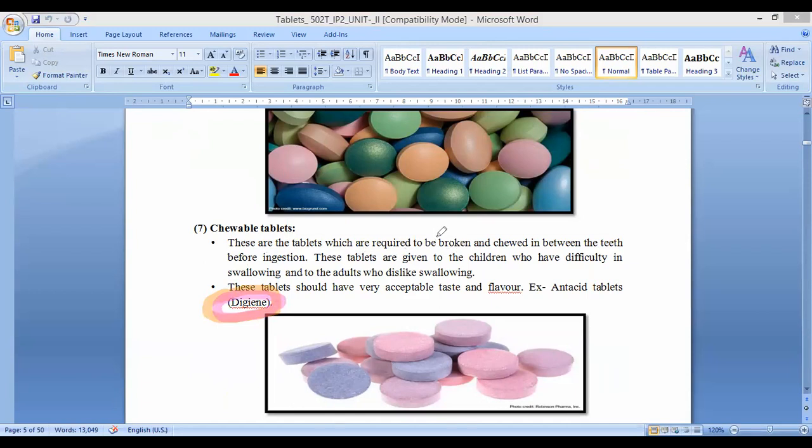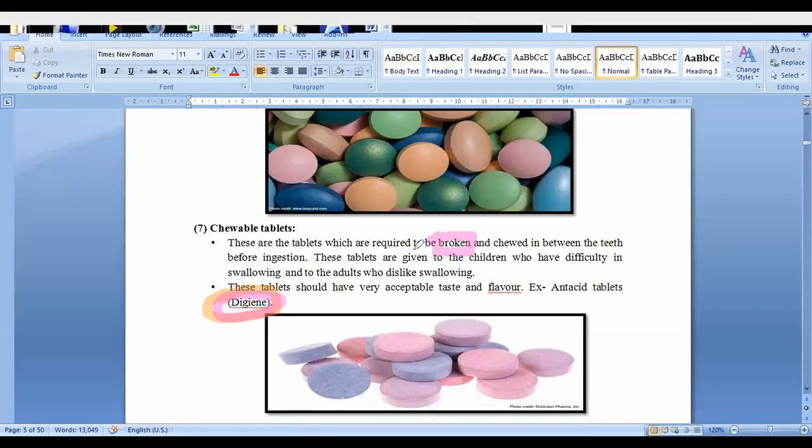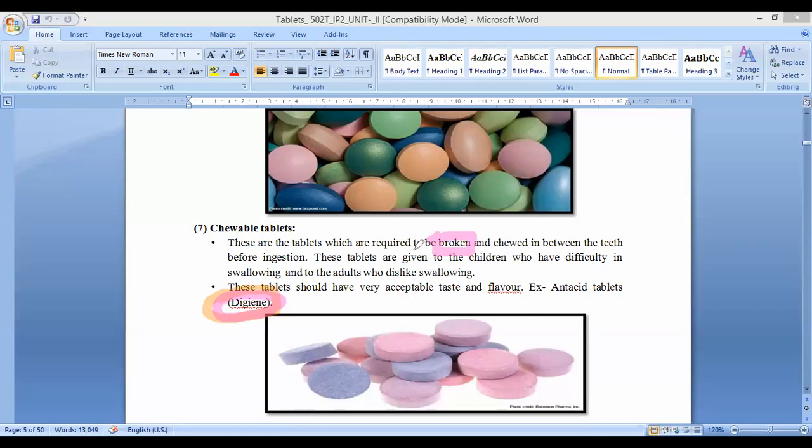Now firstly, what happens in chewable tablets? Firstly they should be broken down. With the help of teeth they are broken down, and then they are chewed between the teeth before ingestion. So before the ingestion of the tablet is done, we have to first break them and chew them between the teeth. And these tablets are given mainly to children who have difficulty in swallowing, and to adults who dislike swallowing.